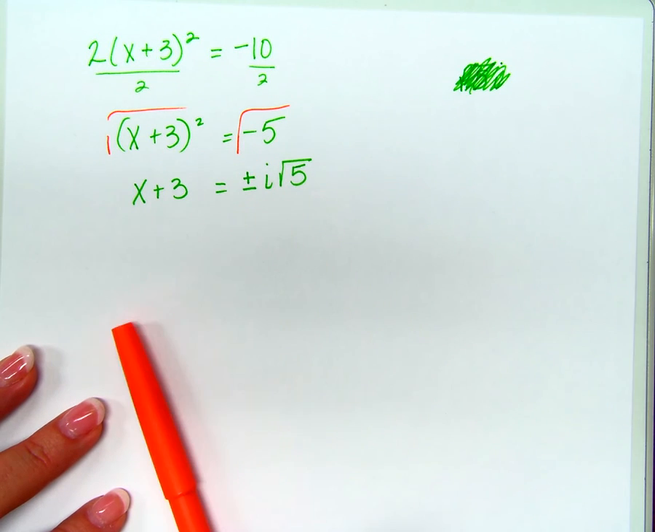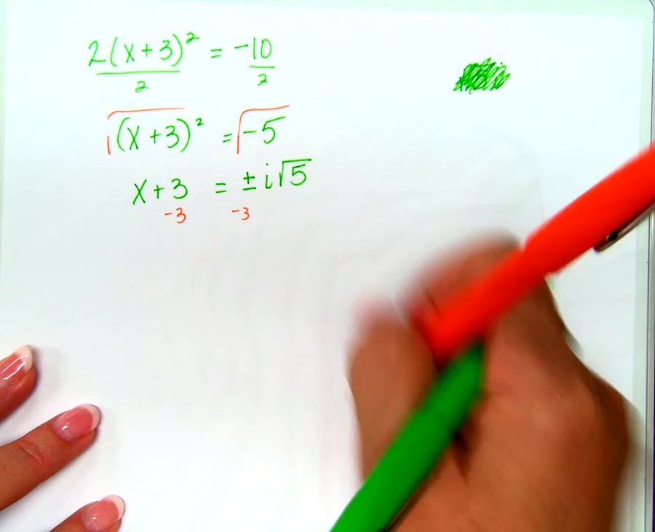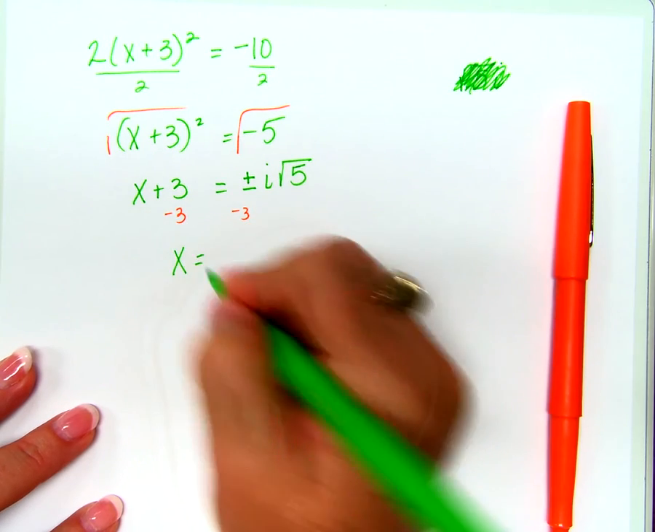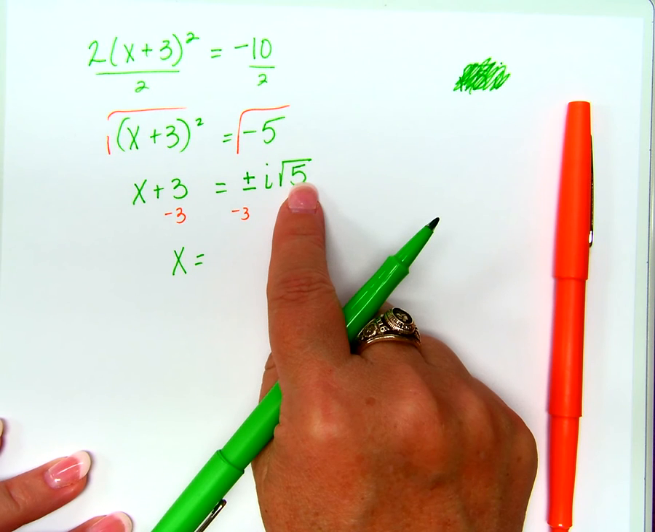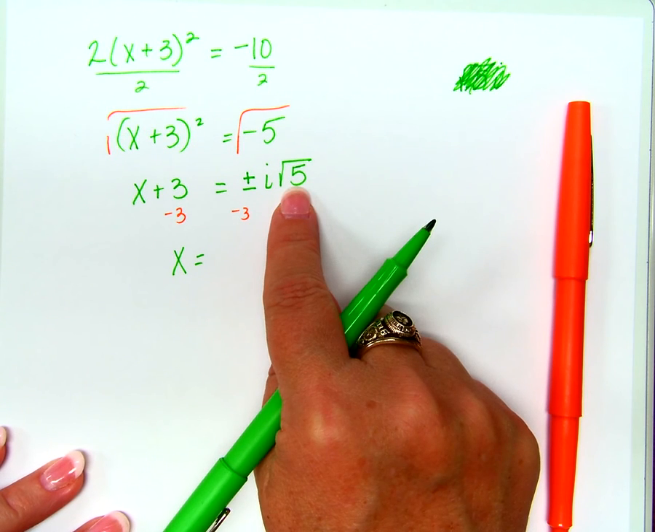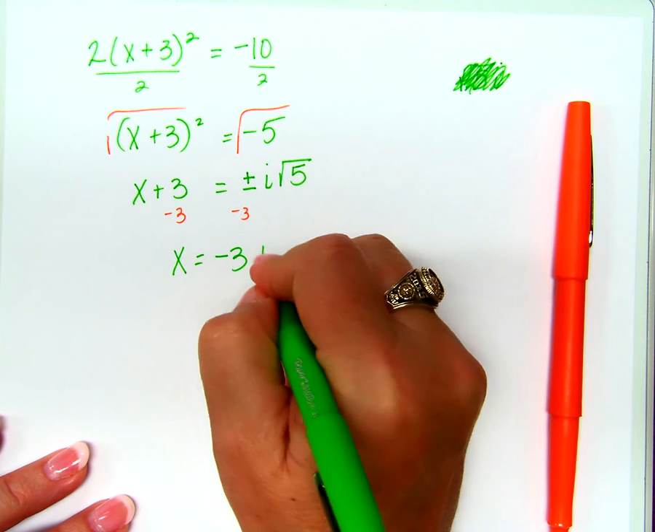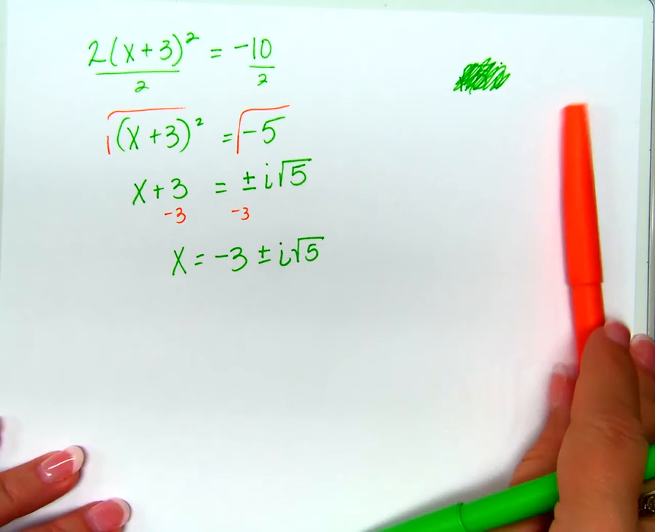No, you have to get the x by itself, right? If I subtract 3 from both sides, do I take the 3 away from the 5? Well, I can't do that, can I? Because this is real and this is imaginary. Negative 3 plus or minus i root 5.